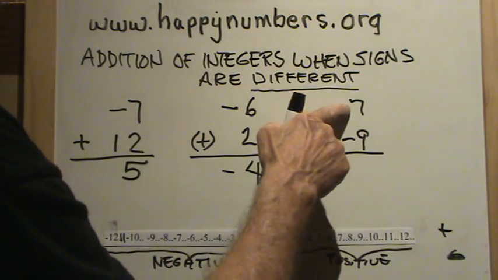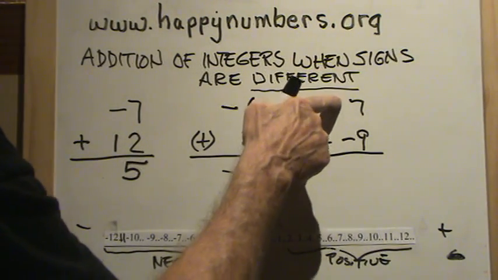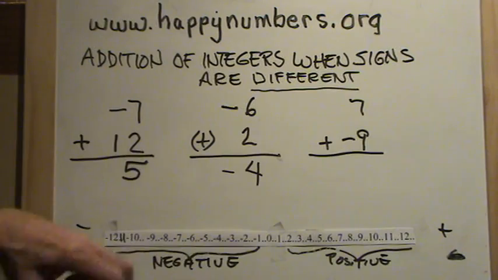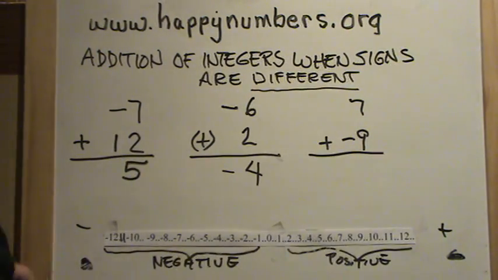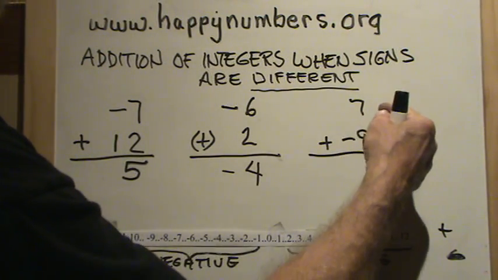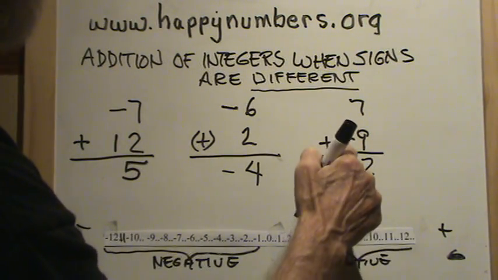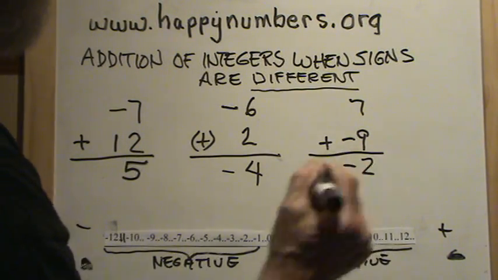Here I have positive 7. We know that's positive because there's no sign. Plus a negative 9. I ignore the signs. The smaller number is 7, so I take 7 away from 9. That gives me 2. I use the sign of the larger number, minus 2.